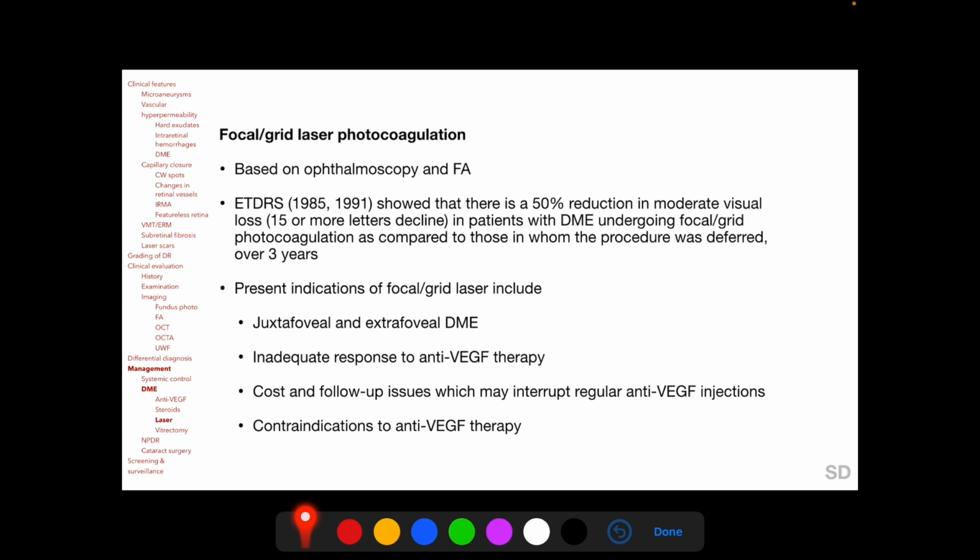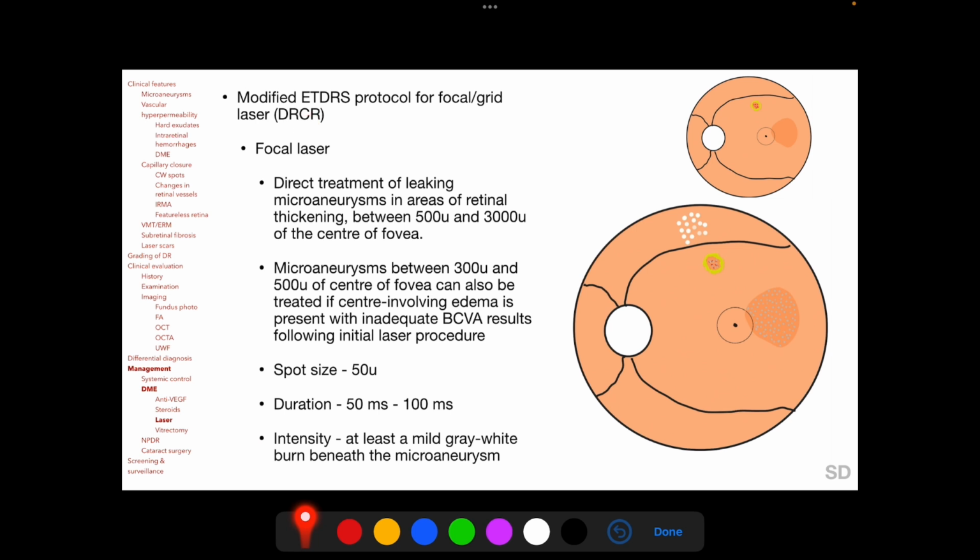And after the introduction of anti-VEGF injections, current indications for focal and grid laser for diabetic macular edema include juxtafoveal and extrafoveal diabetic macular edema, inadequate response to anti-VEGF therapy, cost and follow-up issues which may interrupt regular anti-VEGF injection schedule, and contraindications to anti-VEGF therapy. The DRCR modified the ETDRS protocol for focal and grid laser.